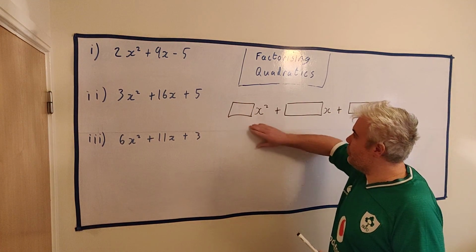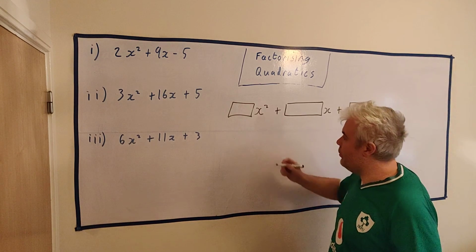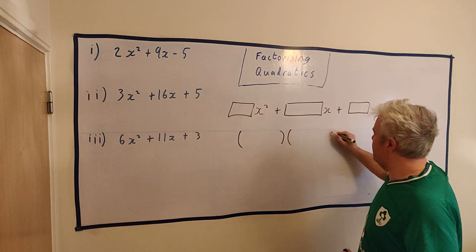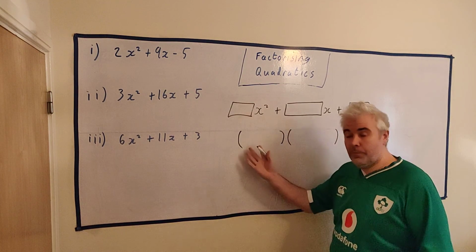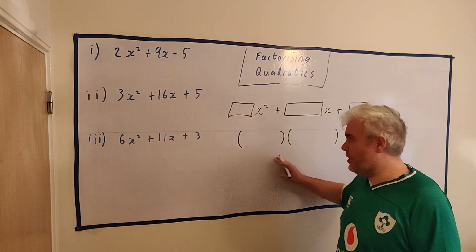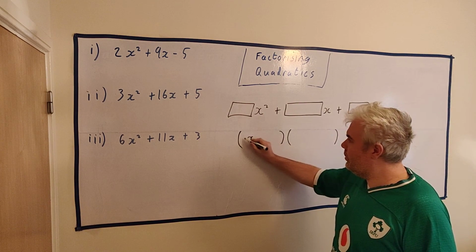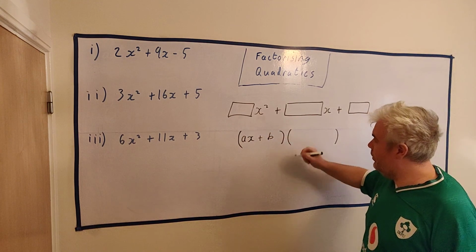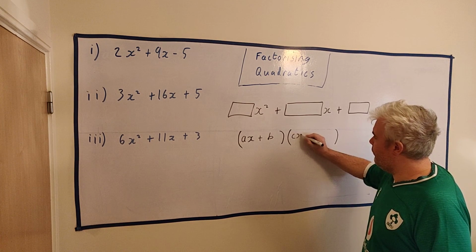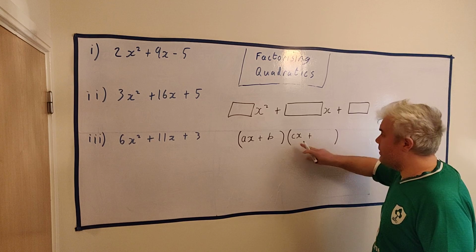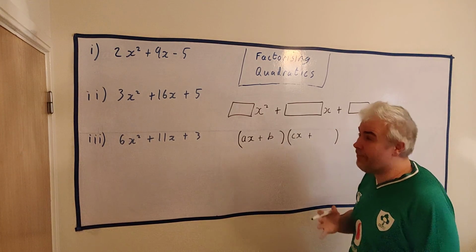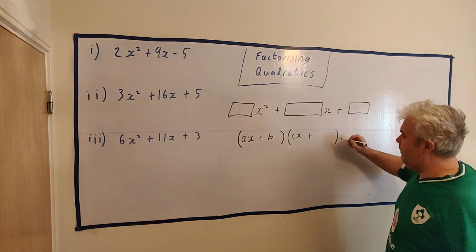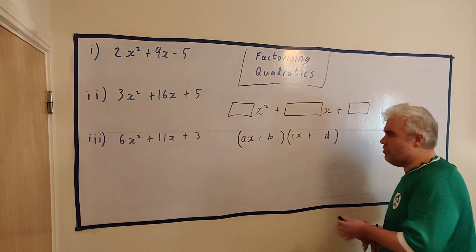Okay, so all of these questions look like this. I am simply telling you that the answer will look like this. It'll be two brackets, each with a number in front of the x, plus a number. Now one of these could be 1. In fact, in this and this question it will be. In this question it might be x plus d. Okay, these are just numbers we don't know.